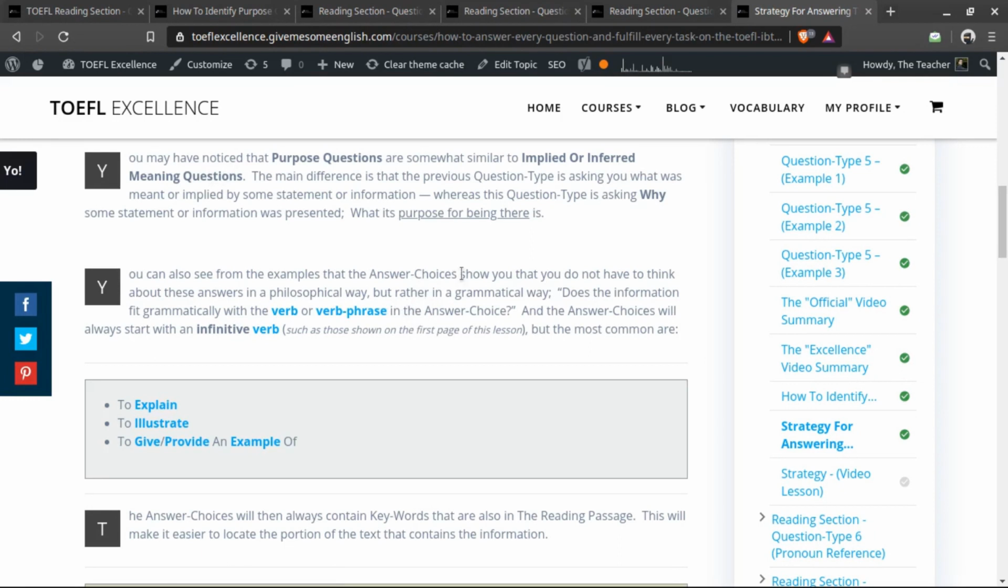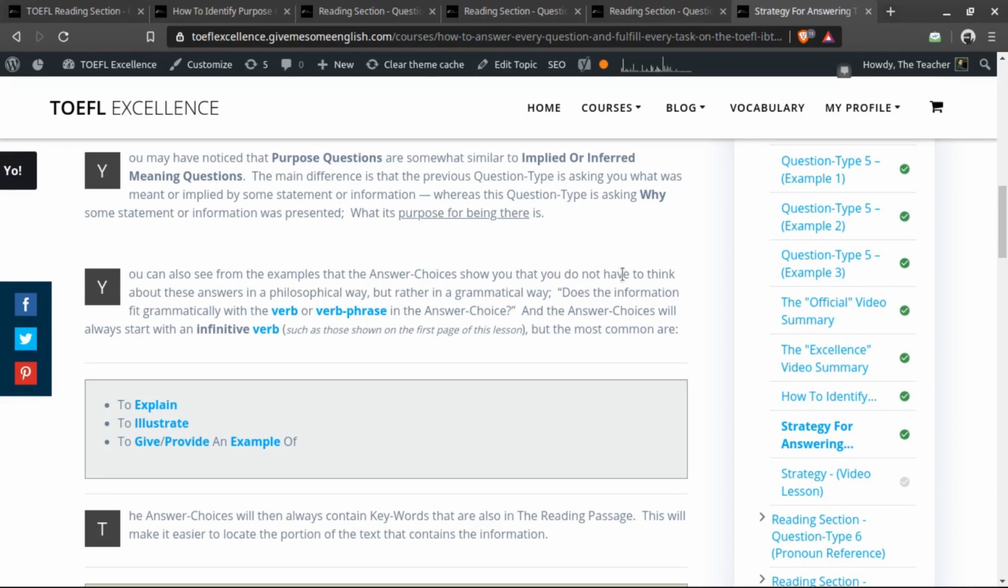We're not going to say, "I'm telling you this because." So you do have to make an inference based upon the information on why it was stated. But it's a little bit different. We're not talking about the implied meaning of some information. We're talking about why the author added that information there.